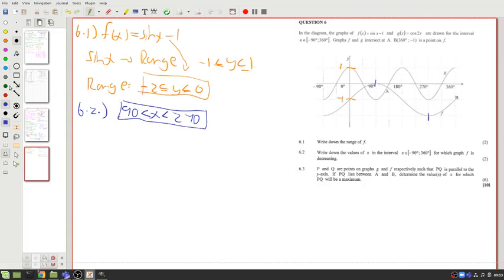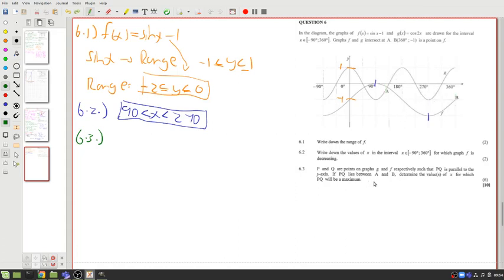Good, now we get to question 6.3, and the last question for this question 6. They tell us P and Q are points on graphs of g and f respectively, such that PQ is parallel to the y-axis. So this could be PQ, or this could be PQ. PQ is the line that goes between these two. It can shift, right? It's a vertical line between those two curves. And they tell us it's between A and B somewhere, so it's all in between here.